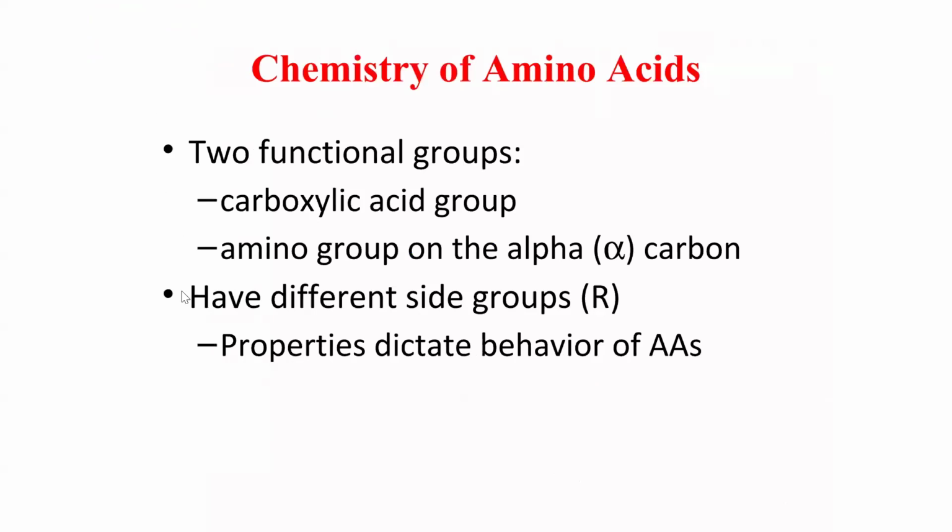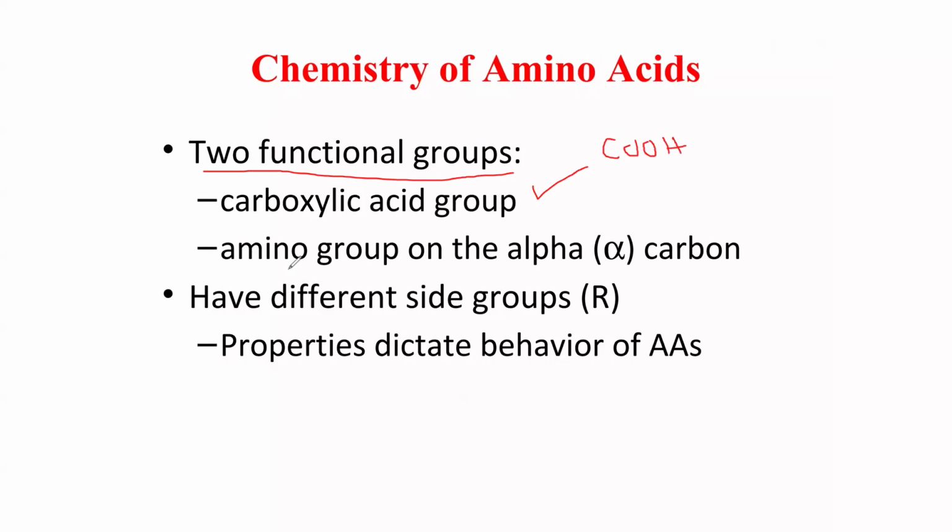Now, what is the chemistry of the amino acids? In the chemistry of amino acids, we have two functional groups. There are two functional groups that are found in the amino acids. The first is the carboxylic acid group, which is represented as COOH. So we have this in an amino acid.